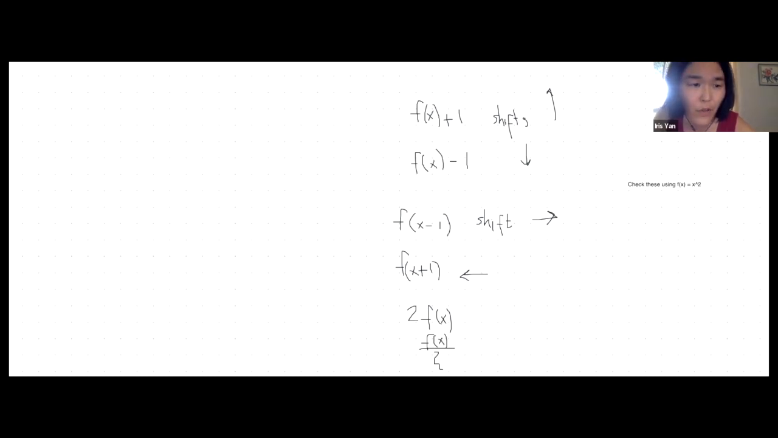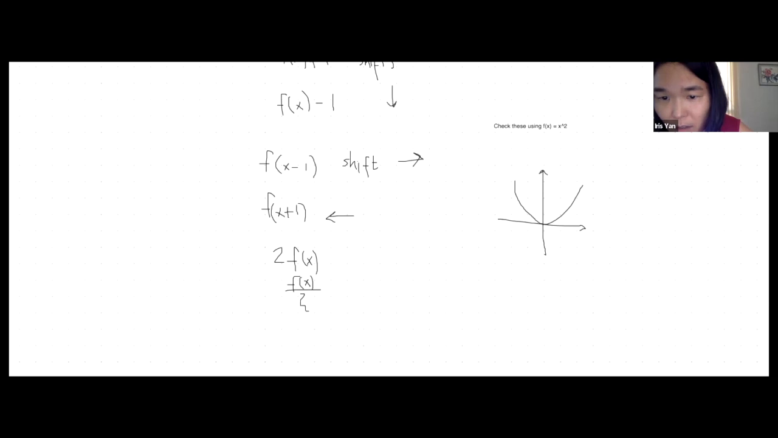But first you have to know that x squared kind of looks like this, right? So this is x squared. And then x squared plus 1 is going to shift everybody up by 1. X squared minus 1 is going to shift everybody down by 1. So it's going to be like this.